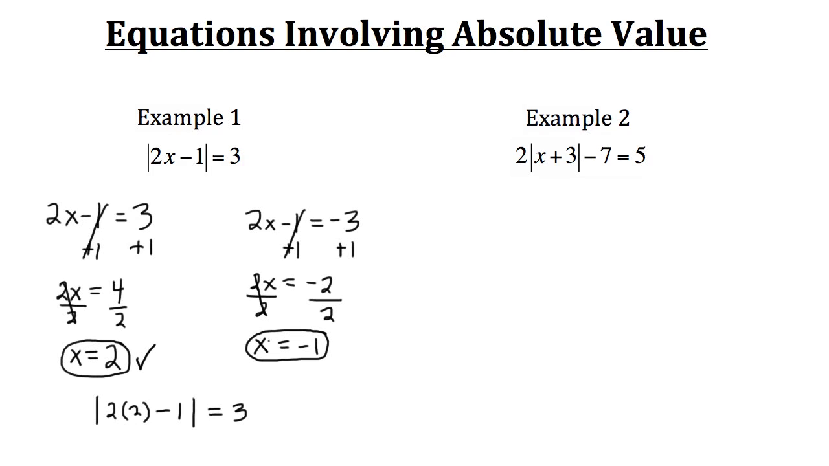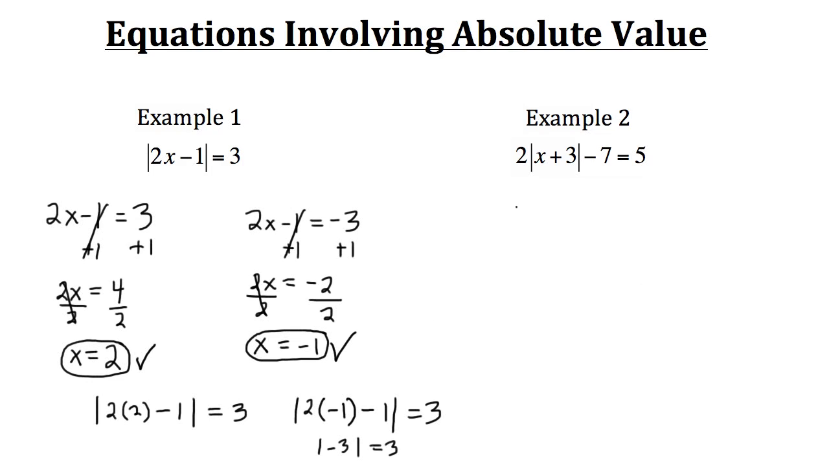And we do the same thing for our second x value. If we plug in the negative 1, we have 2 times negative 1 minus 1. And that should equal 3. So 2 times a negative 1 is a negative 2, and the negative 2 minus 1 is a negative 3. Well, the absolute value of a negative 3 is 3. So that checks as well. So we know both of those solutions are good.